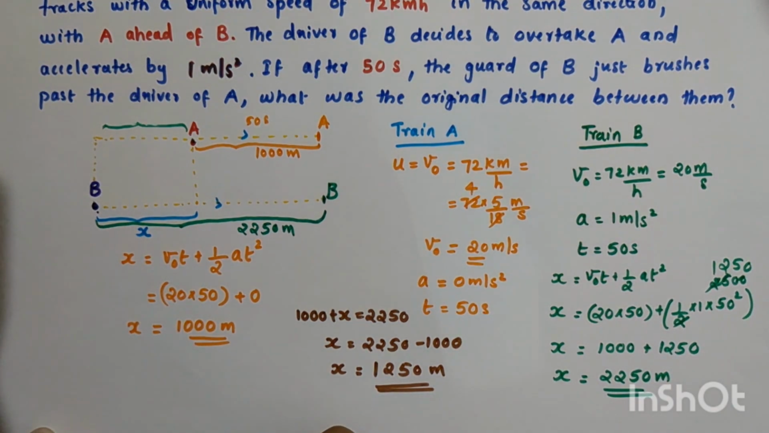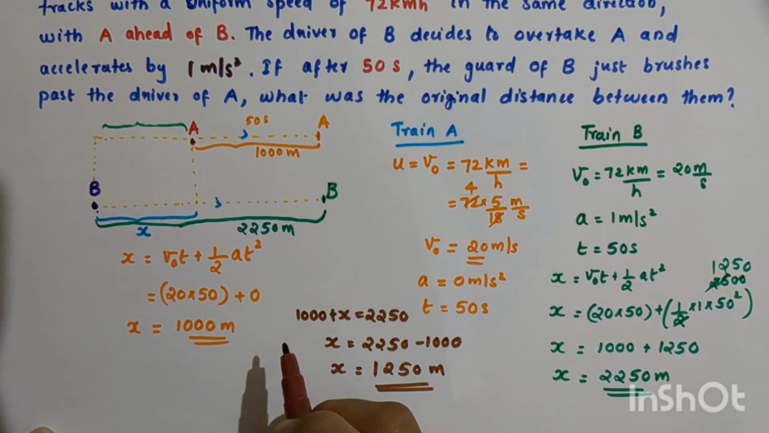So in this video, we have discussed exercise question 3.7 of class 11 physics from the chapter Motion in a Straight Line. I hope it is clear to you. Thank you.